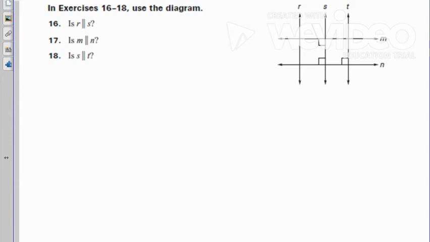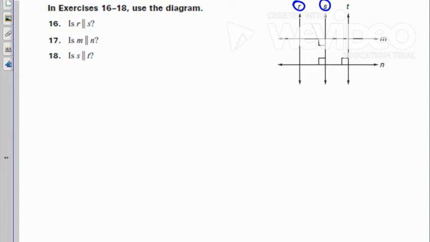Okay, so we've got a diagram here with lines R, S, T and lines M, N. Now I know that a lot of them appear to be perpendicular, parallel, etc. But you have to make sure you understand that you need to have physical proof using those theorems in order to answer these questions correctly. So if we start with number 16, it says, is R parallel to S? So we're trying to decide if these two lines are parallel. So we are going to be using those last two theorems we just went over, the perpendicular transversal theorem or the lines perpendicular to a transversal theorem.